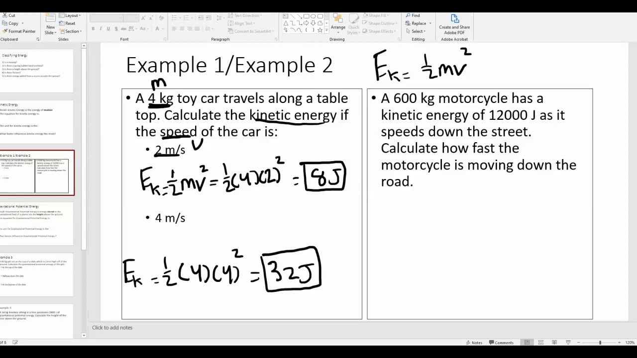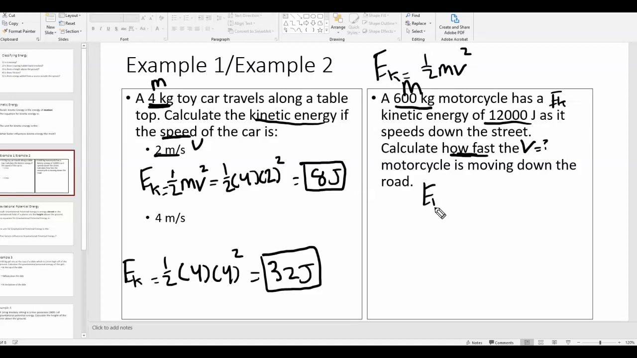All right, now example 2, we have the mass of the motorcycle. We have a 600 kilogram motorcycle, and we're told it has a kinetic energy of 12,000 joules. So here is EK. Calculate how fast the motorcycle is moving down the road. How fast is always a question about V.